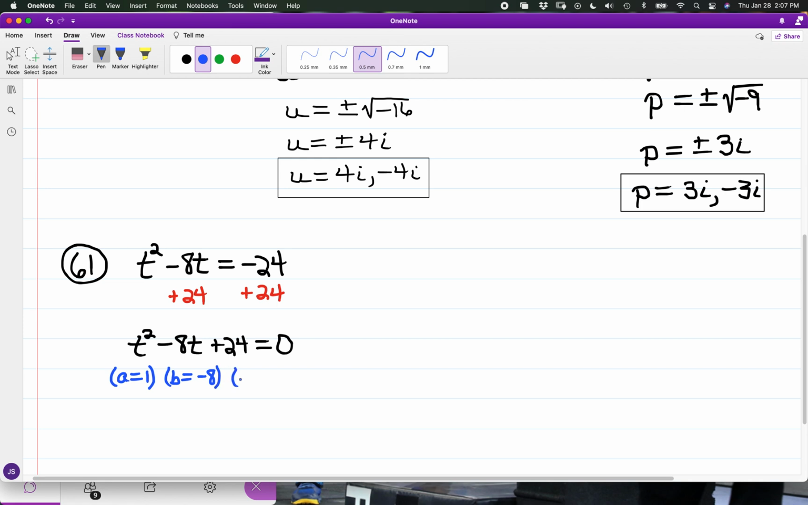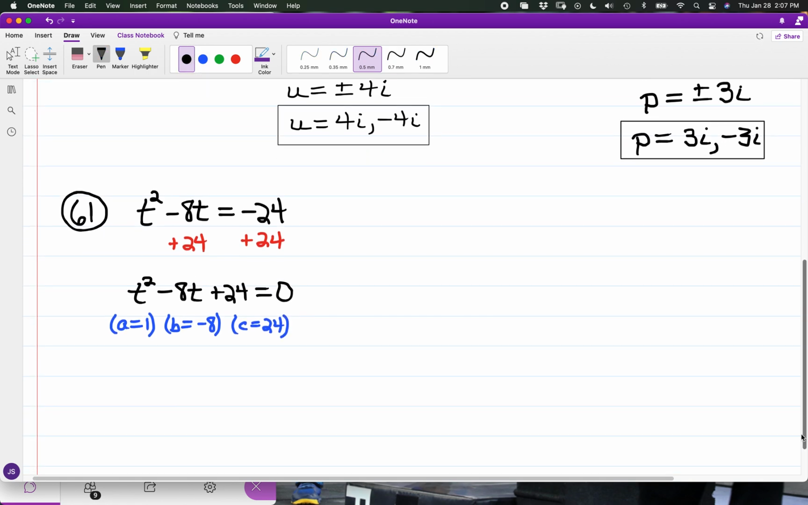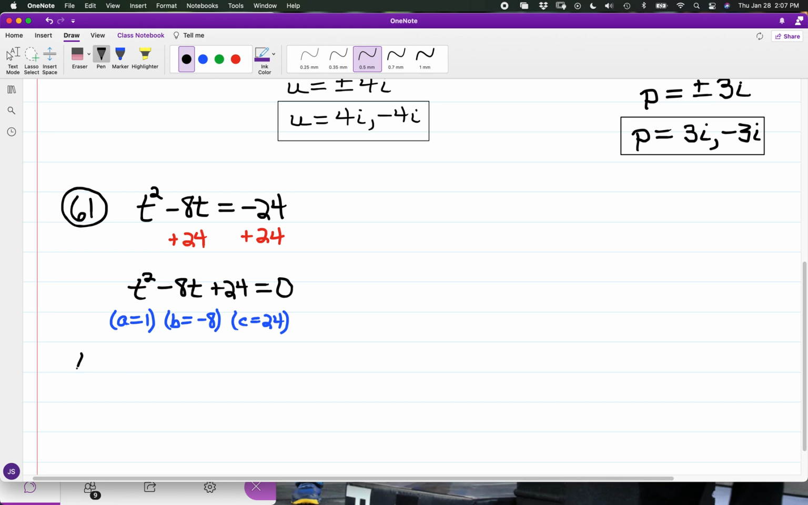And we have plus 24. Okay, so you have c is equal to 24. And taking what we have now and solving for t. So again, we have a different variable we're solving for, but again, we're using the same ABC expressions.